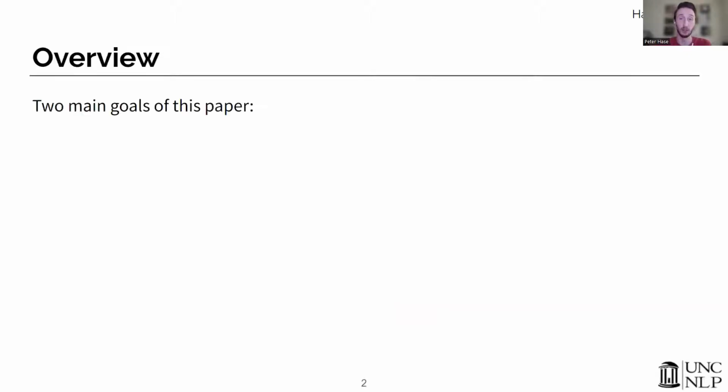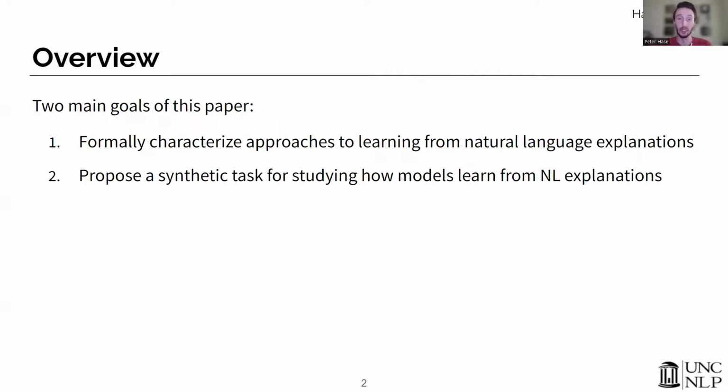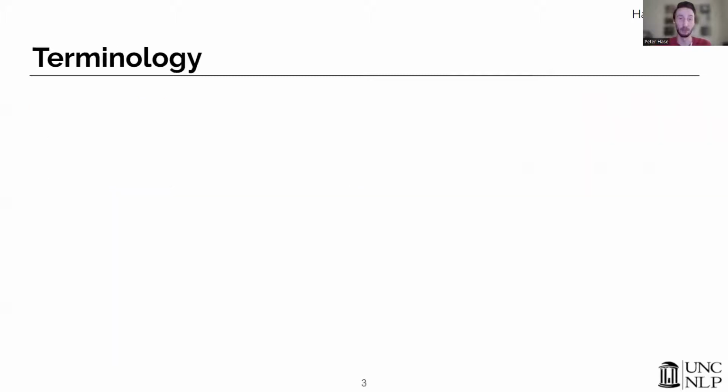We have two main goals in this paper. First, we want to formally characterize approaches to learning from natural language explanations. By this we mean giving formal graphical models for existing approaches that help us tell how they relate to one another. Second, we propose a synthetic task for studying how models learn from natural language explanations. We believe this task will be useful for future work to verify that their models can learn from explanations in the first place and to further investigate how their models achieve this.